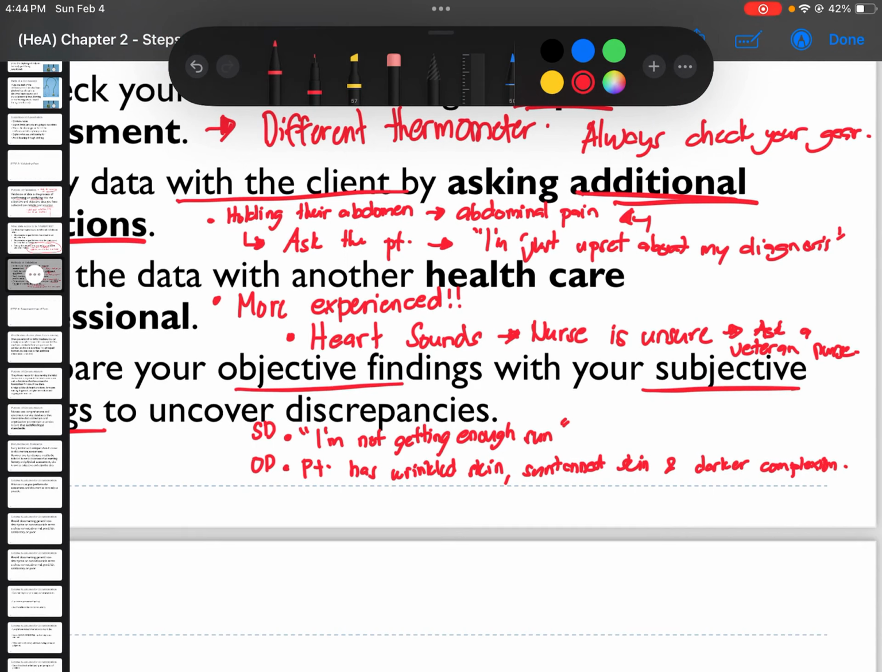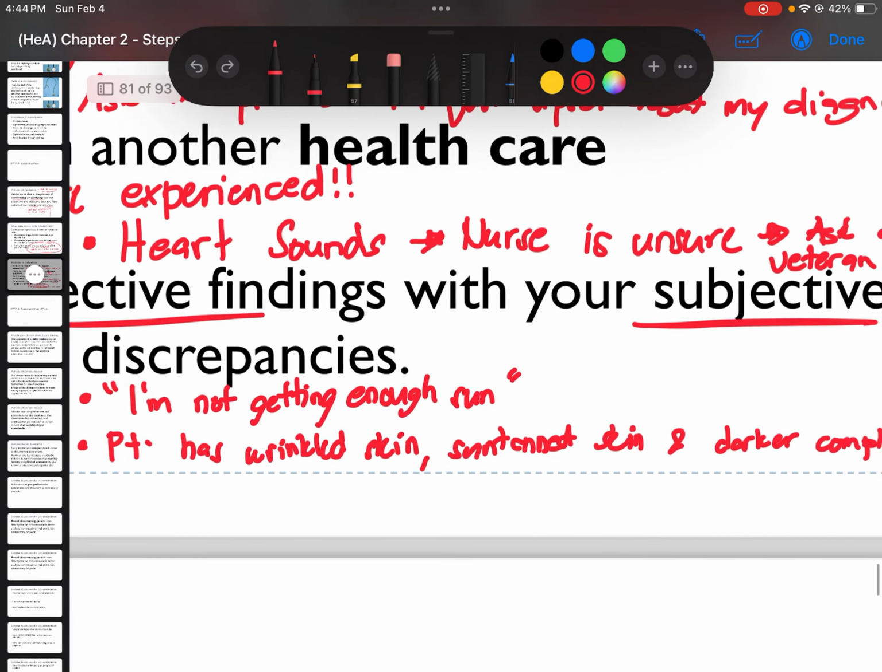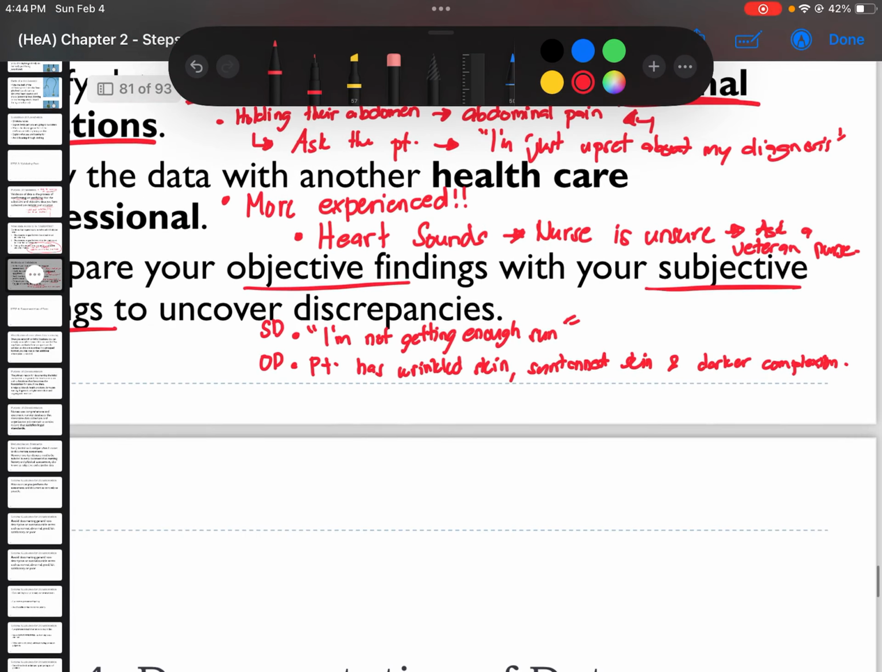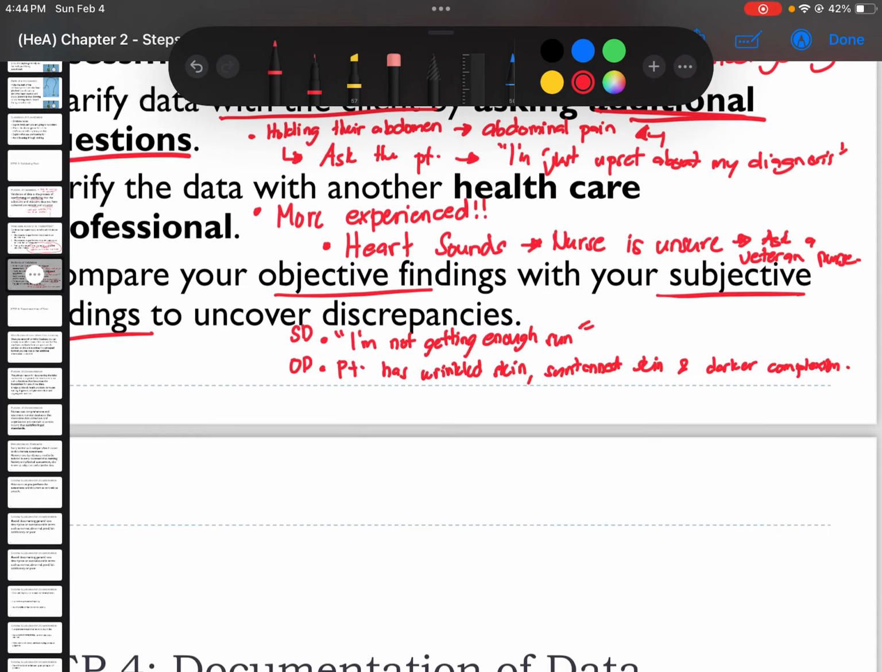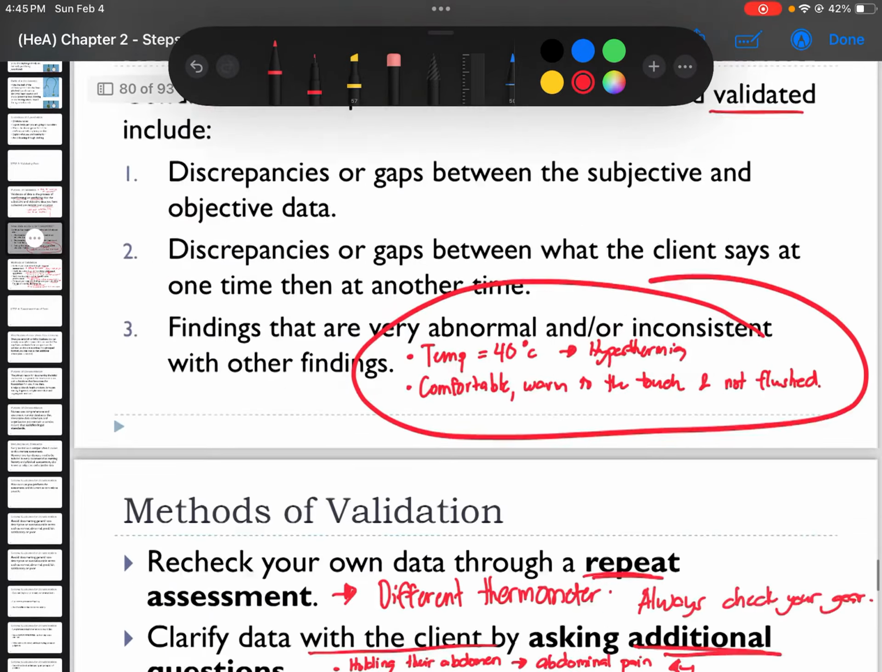Now, in that instance, class, we need to reassess the patient because maybe they have a different perception on what they mean when they said not getting enough sun. Okay, maybe they have a different perception. Maybe they thought that getting enough sun is 8 hours a day, right? Okay, getting enough sun, it's very short for a day, no? So we have to check for discrepancies like that. Okay, and that is it for validation of data.